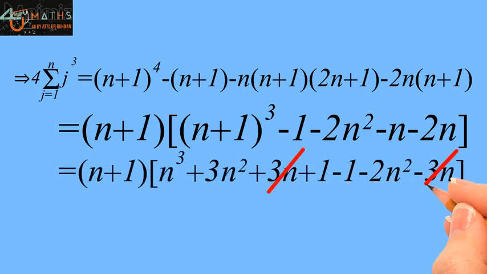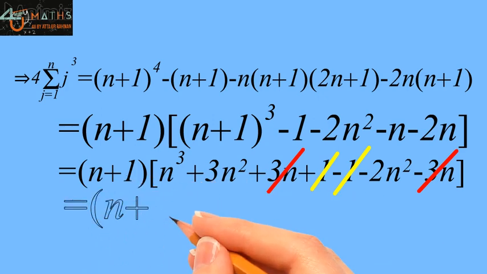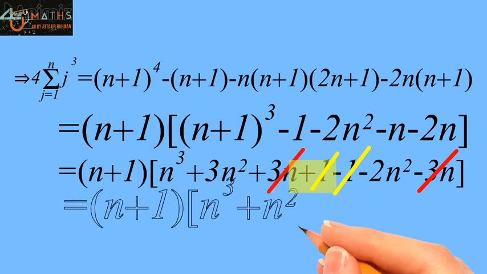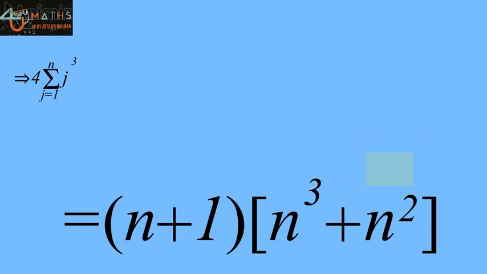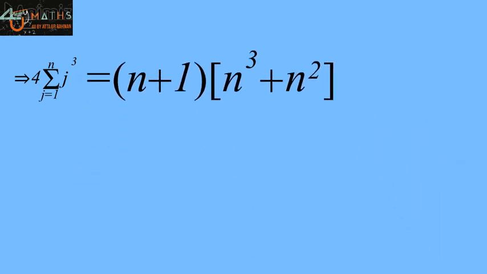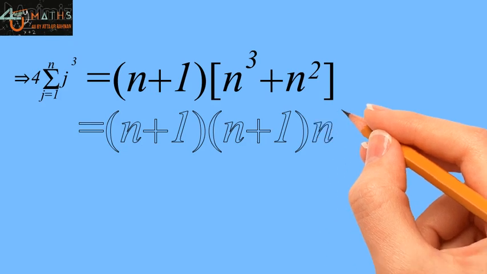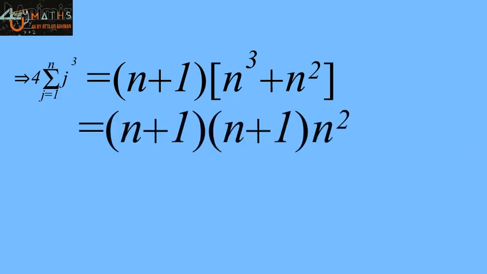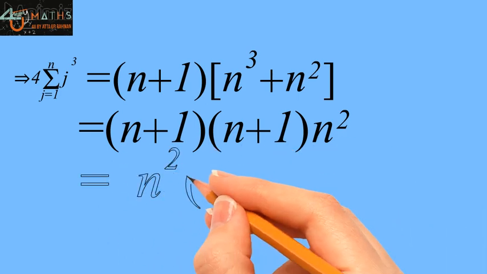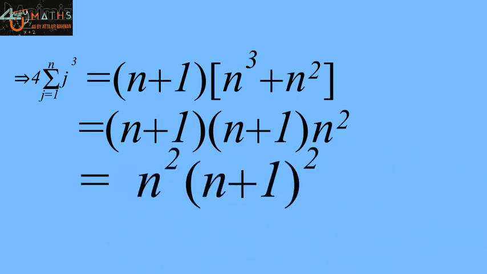Now simplifying this, we get (n plus 1) into [n cube plus n square]. Now n square is common in the second factor. So we have (n plus 1) into (n plus 1) into n square. And finally it becomes n square into (n plus 1) whole square.